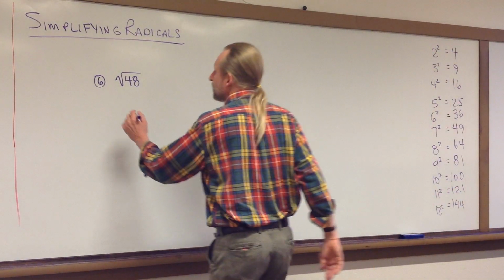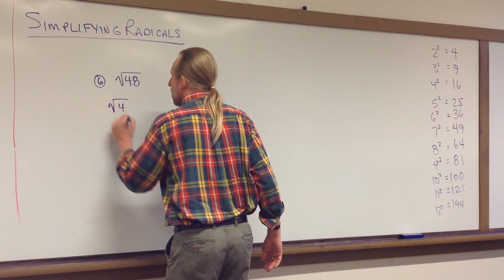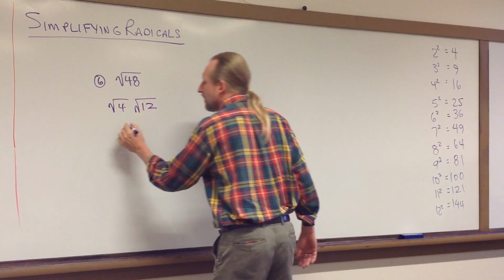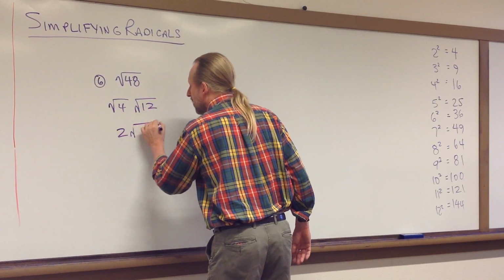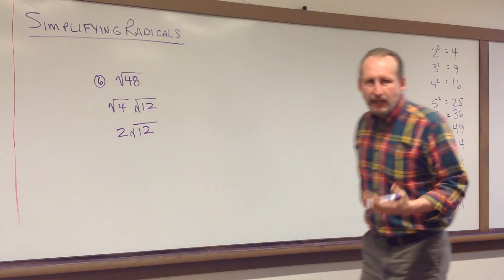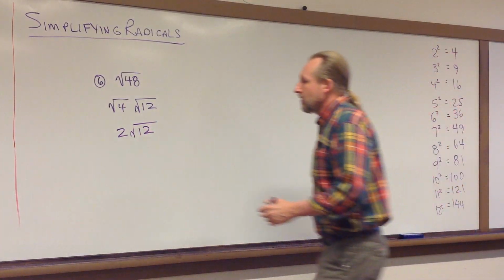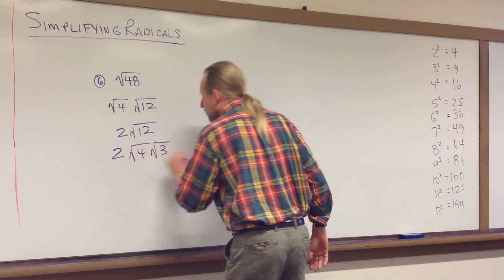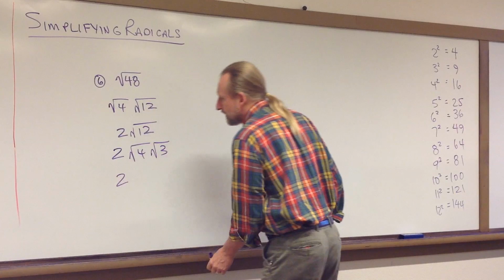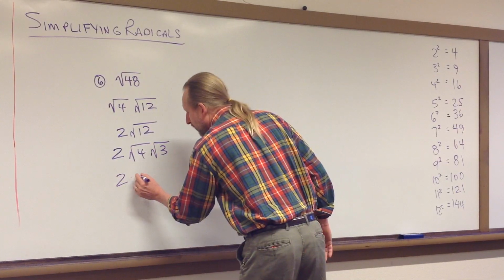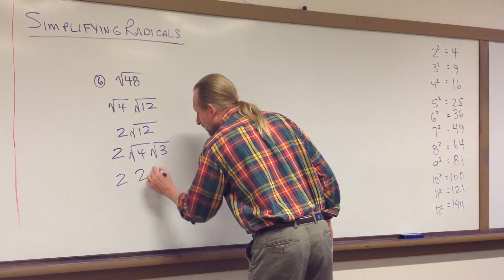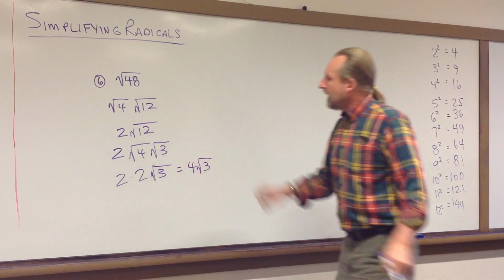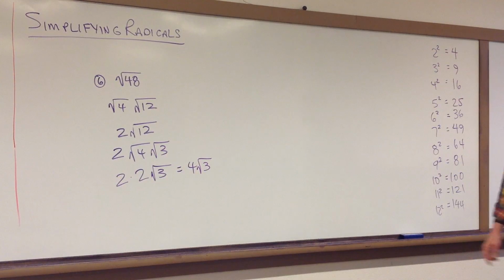First, I'll split this up as 4, and then if you do 48 divided by 4, you should get 12. Square root the 4. But now the 12 we have to split up, because the 12 is 4 times 3, so we'll have square root 4, square root 3. The 2 stays the way that it is. Square root the 4 makes 2, and then the square root 3 is not a perfect square, so that stays the way that it is. And there's our 4 square root 3.